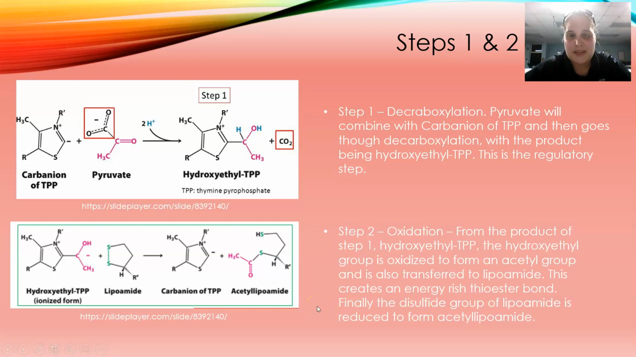For step two, as I said earlier, it's oxidation. So from our product of step one, which was hydroxyethyl TPP, the hydroxyethyl group will be oxidized and will form an acetyl group, and then it's also transferred to the lipoamide. This creates an energy-rich thioester bond, and finally, the last part of step two is that the disulfide group of the lipoamide is reduced to form acetyl lipoamide.